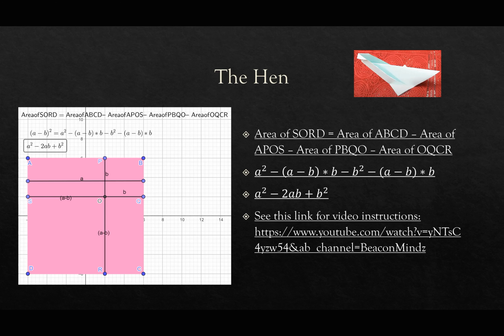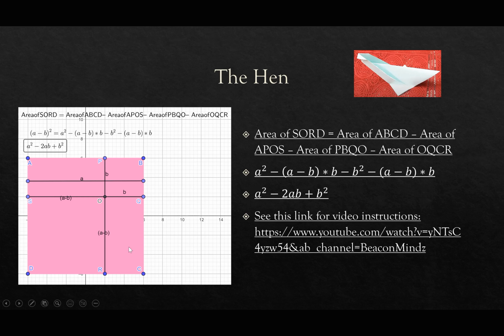If you notice in the hen fold, the pink piece of paper is representative of an origami square. And if you pay attention to the lettering up here, you notice that I have areas of separated rectangles and squares respectively. And so the area of ABCD, which is the entire pink area, minus the area of APOS, which is this little slab right here, minus PBOQ, which is this little square at the top, right?